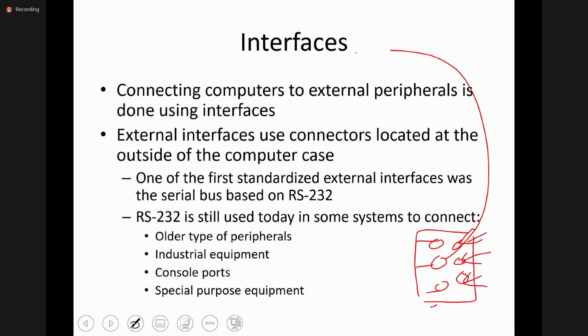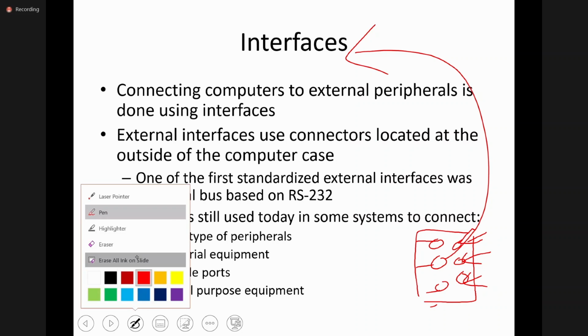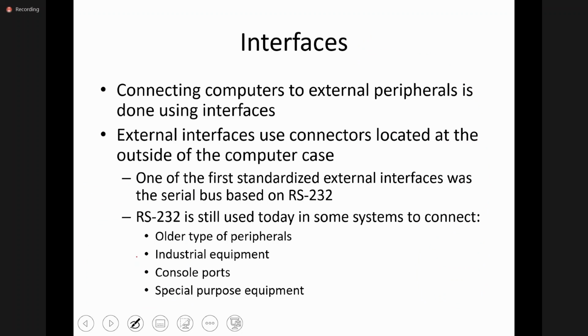Those are, in simple words, what we call interfaces. Connecting computers to external peripherals is done using interfaces. External interfaces use connectors located on the outside of the computer case. One of the first standardized external interfaces was the serial bus based on RS-232.